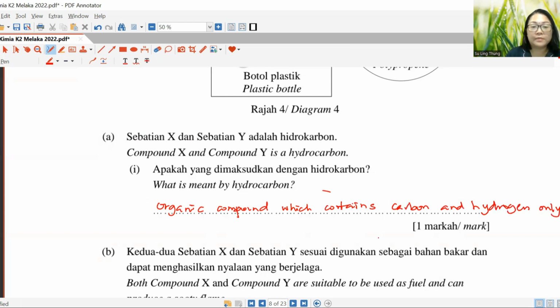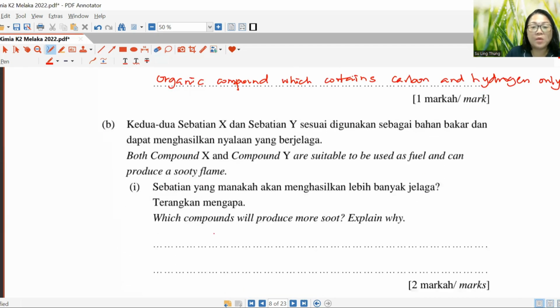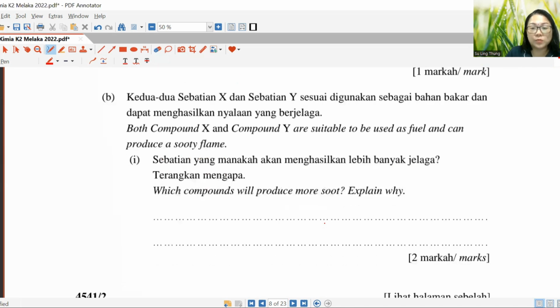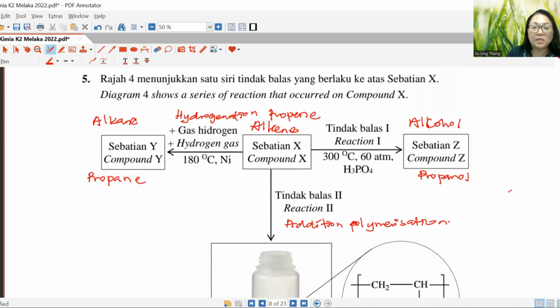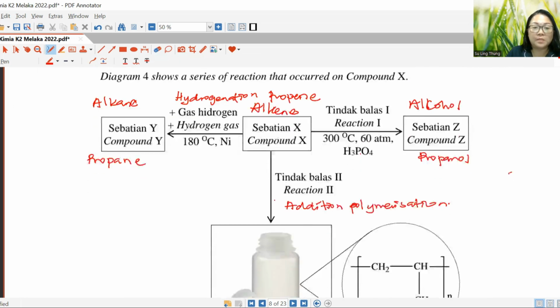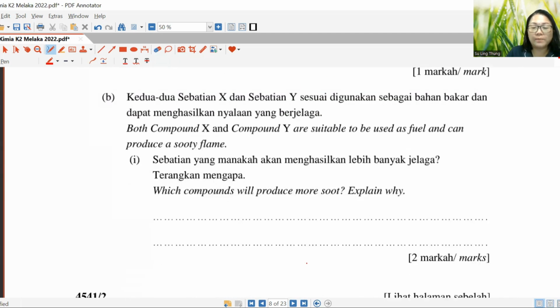Now B, both compound X and Y are suitable to be used as fuel and can produce a sooty flame. Which compound will produce more soot? Explain why. Compound X and Y can both be burned. If you have alkane and alkene, normally the compound which will produce more soot will be compound X, which is an alkene.